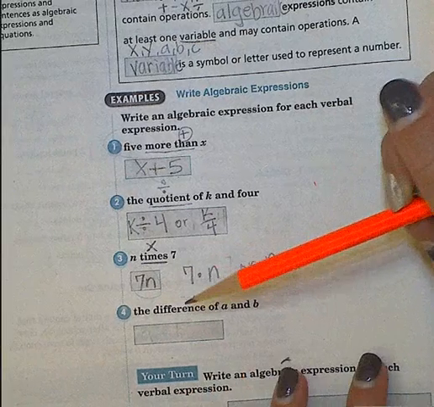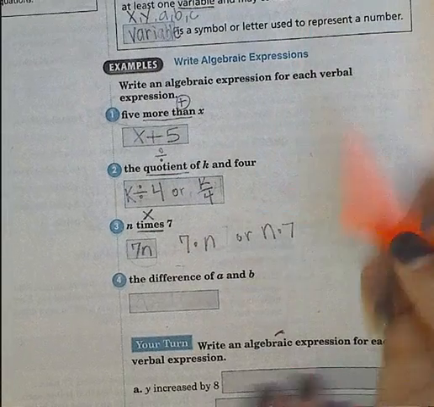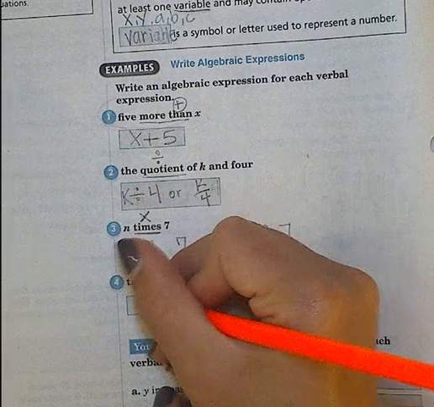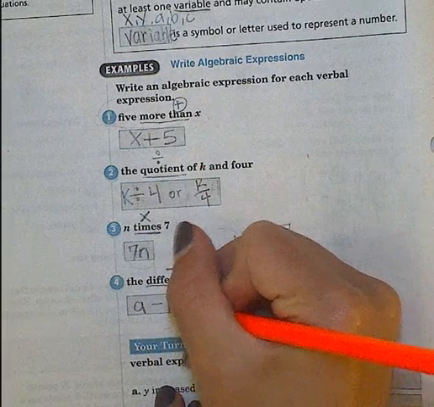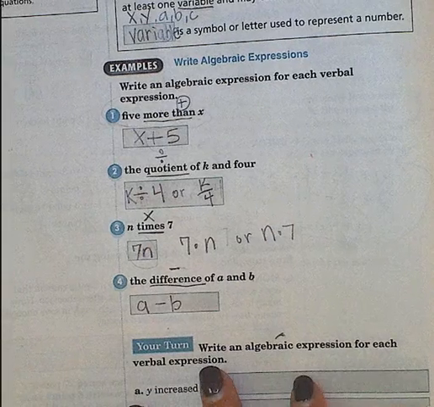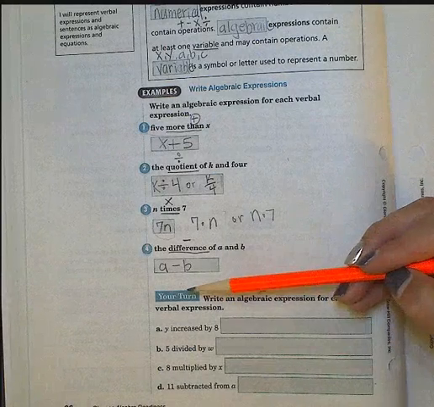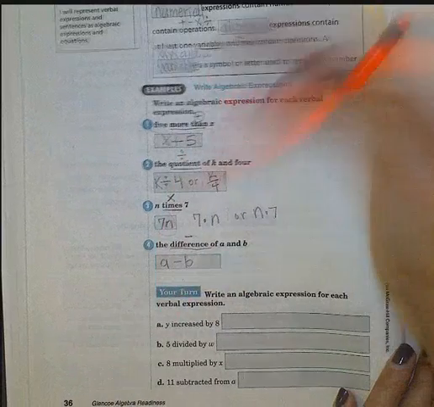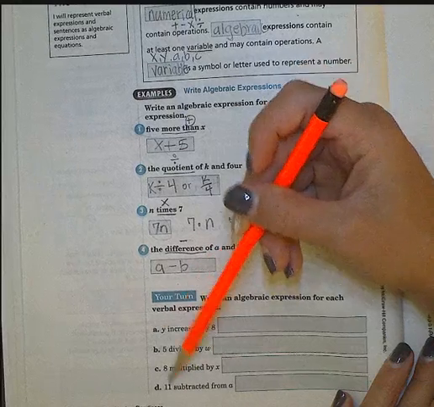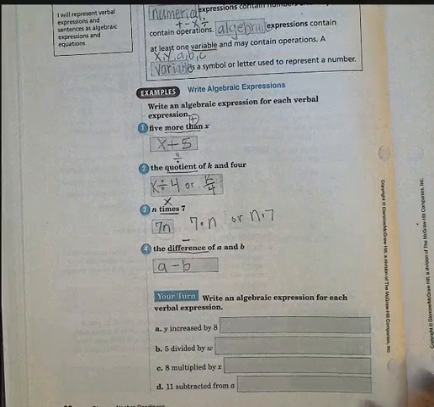Down here we have the difference of a and b. The difference of a and b, and remember difference is subtraction. So the difference between them is going to be a minus b. A minus b. Again, we have no equal sign because we are just writing expressions. Now we have the Your Turn section of our Notables. And again, I'm going to ask you to pause me right now. Try these 4, A, B, C, and D by yourself, and then play to see if you get the right answers. Pause me now.